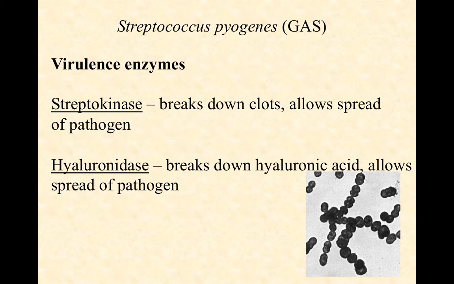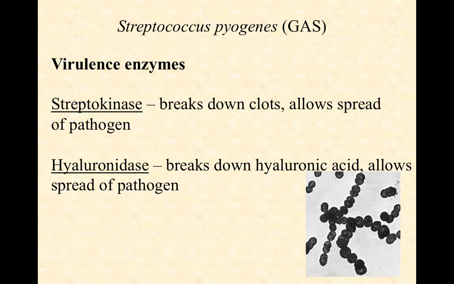Now, in addition to some antiphagocytic determinants, there are some virulence enzymes. Streptokinase is quite common among group A strep species. As we know, kinases break down clots and allow the spread of the pathogen. Because of this, many group A strep infections are in fact systemic infections. They can spread very easily because when our immune system tries to wall them in through clotting, they break right out with the kinase and they spread to other locations.